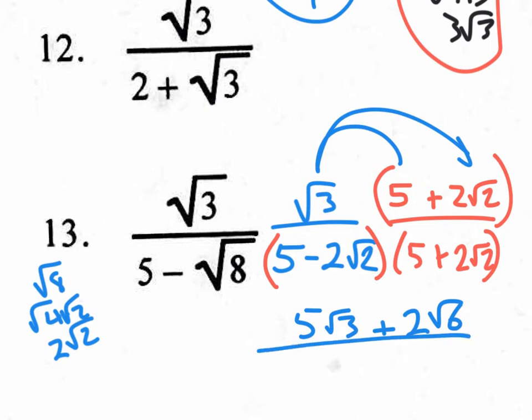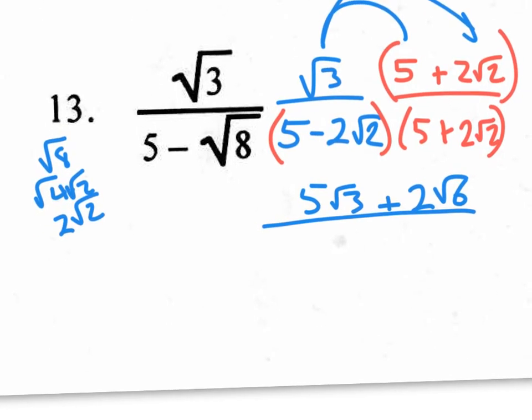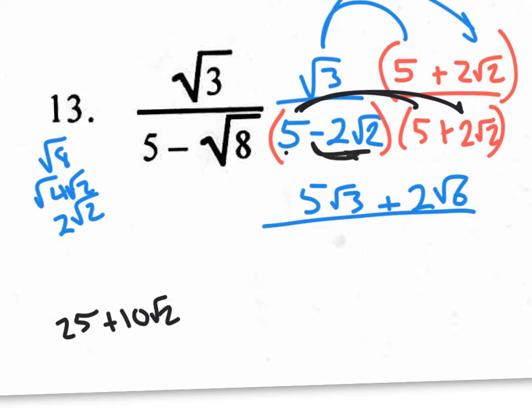Now let's take a look at the bottom part, the denominator. I need more space, so I'm going to move this up. The denominator, that's where it gets a little interesting. 5 times 5, I want to do it on the side, is 25. 5 times 2 square root of 2 is positive 10 square roots of 2. And then negative 2 square root of 2 times 5 is going to be negative 10 square roots of 2.